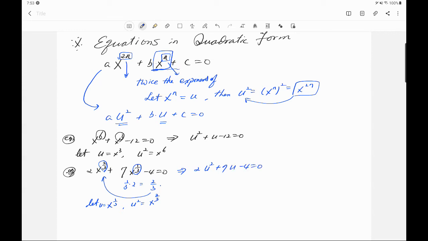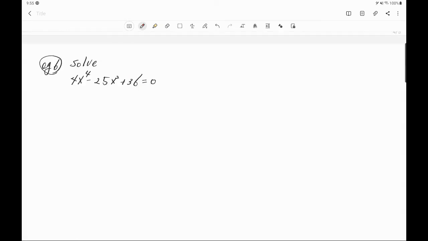Look, whenever you multiply this power by 2 and it equals the first degree, then you can set this as u, and then this will be u squared. All right? Don't forget this. All right, let's try the next example.